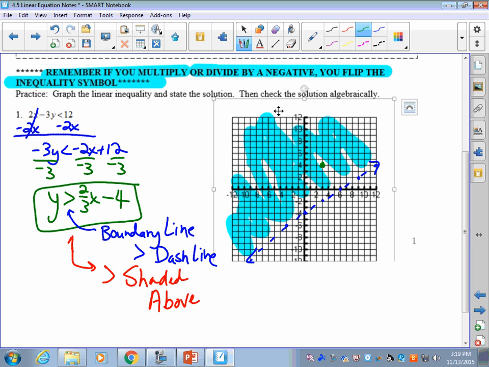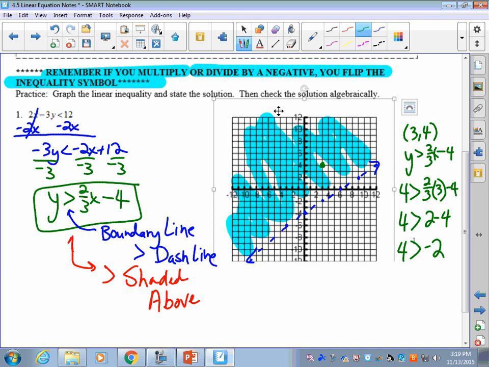Okay, let's check it. We're going to just check it algebraically. So we're going to check 3, 4 for our inequality. Y is greater than 2/3 x, minus 4. All right, so 4, is that greater than, let's do 2/3 times 3. It's just 2. All right, so we got 4 is greater than 2 minus 4. What's 2 minus 4? -2. Is 4 greater than -2? Yes, this is true.